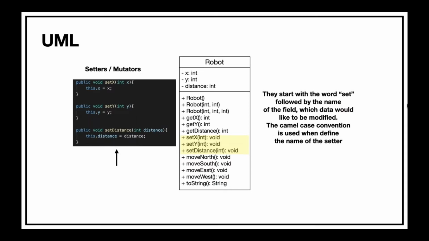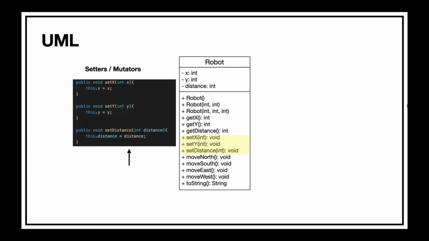Setters usually start with the word set, followed by the field that you want to modify. In this case, we use camel case style as well: setX, setY, and setDistance. And finally, setters do have arguments. These parameters allow us to change the state of the object by providing that parameter and modifying the current field. You can see here we're modifying this.x by providing the parameter x. this.y gets y, and this.distance gets distance.